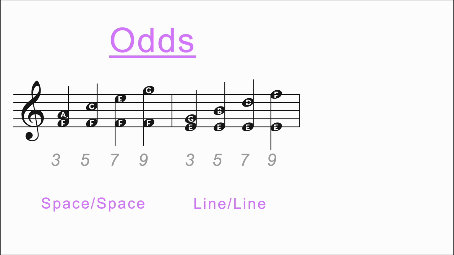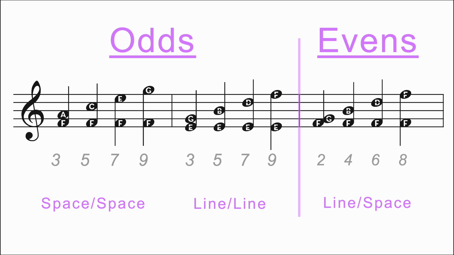So if they're on the same one, either all being spaces or all being line to line, they're going to be odd. Whereas evens, you can then imagine, right? If they are different, from a line to a space or a space to a line, they're going to be an even number. So here, 2, 4, 6, 8, on down the line we go. So again, odds are going to be the same, space to space or line to line, and evens are going to be different, from a line to a space.